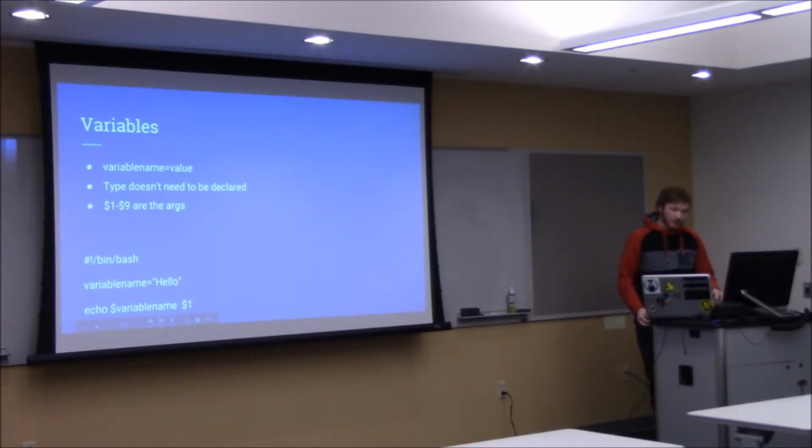Now, some of the things in bash as far as variables go. To declare a variable, you just type the name of the variable, an equals sign, and the value you want to give it. So you don't have to declare the type. You don't have to say it's an int, a string, a double, or a char. You just assign it, and it'll be declared at runtime, like with other scripting languages like Python.